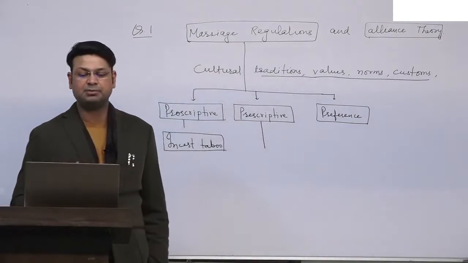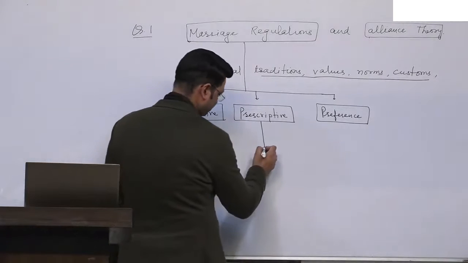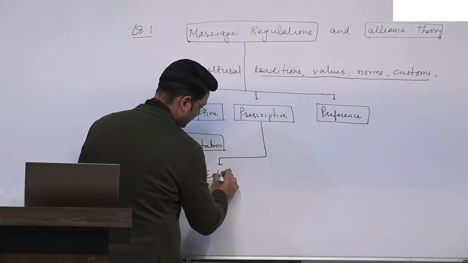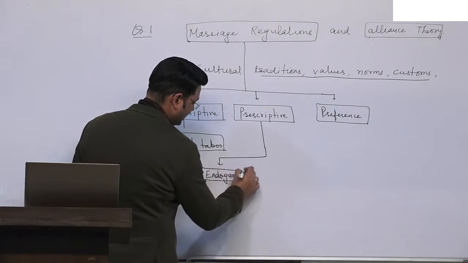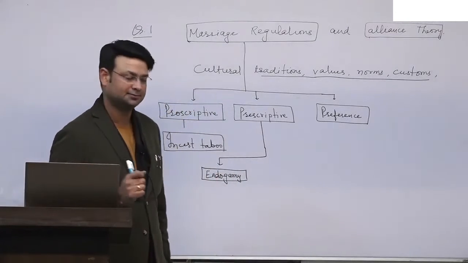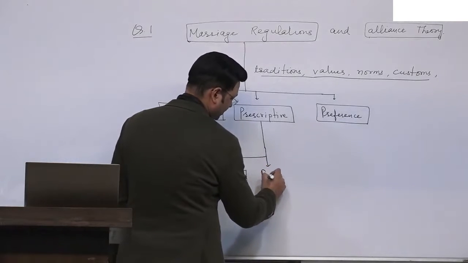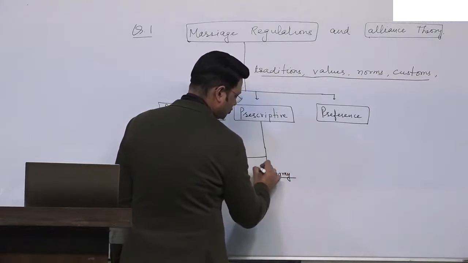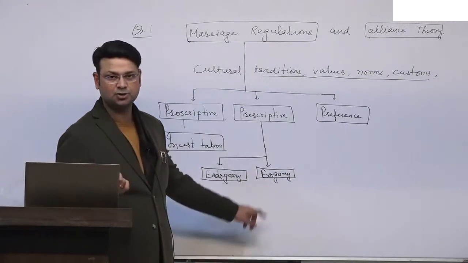Prescriptive: endogamy, exogamy, and hypergamy and hypogamy. See, endogamy. In India, there is caste endogamy. Marriage outside the caste is forbidden. Exogamy. In Hindu society, marriage within the same gotra is forbidden, so there is gotra exogamy.